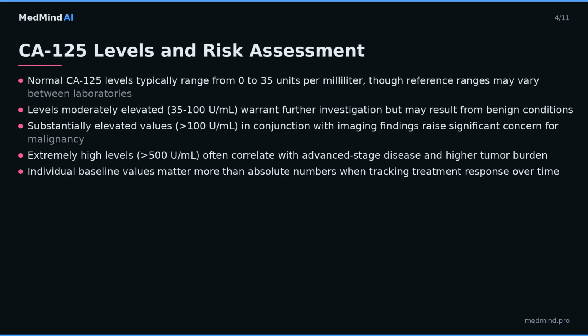CA-125 levels and risk assessment. Key points: normal CA-125 levels typically range from 0 to 35 units per milliliter, though reference ranges may vary between laboratories. Levels moderately elevated, 35 to 100 U/ml, warrant further investigation but may result from benign conditions. Substantially elevated values, greater than 100 U/ml, in conjunction with imaging findings raise significant concern for malignancy. Extremely high levels, greater than 500 U/ml, often correlate with advanced stage disease and higher tumor burden.